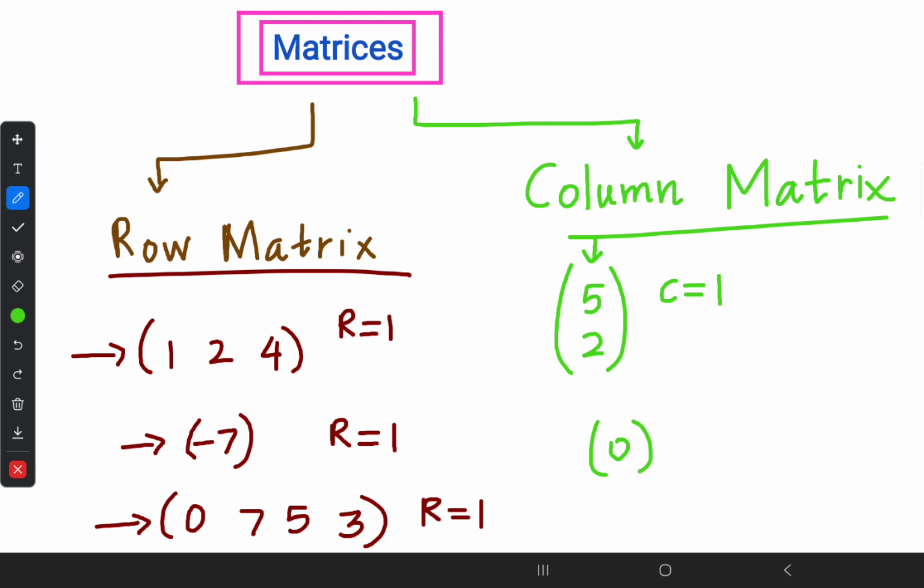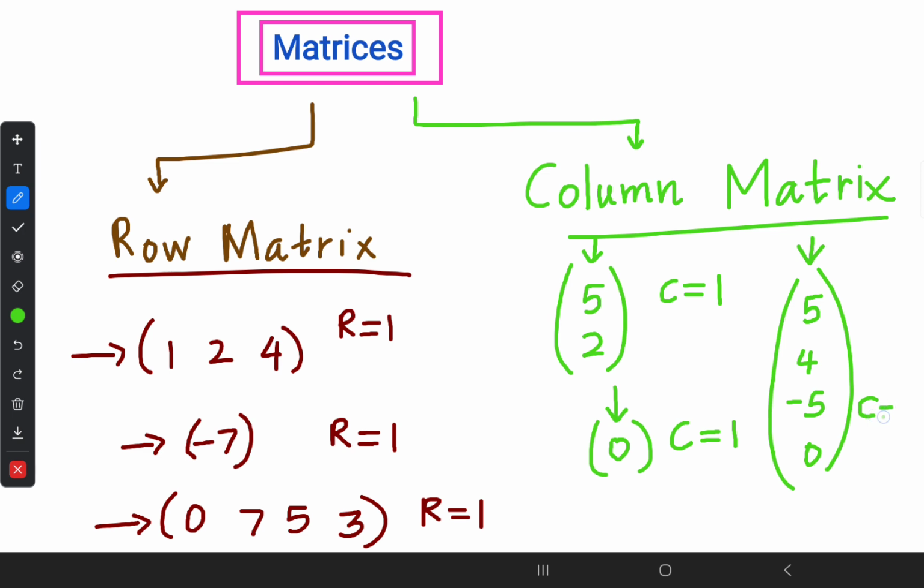0. How many columns here? Only a single column. This is also a column matrix. 5, 4, -5, 0. How many columns here? Only a single column. So this is also a column matrix.